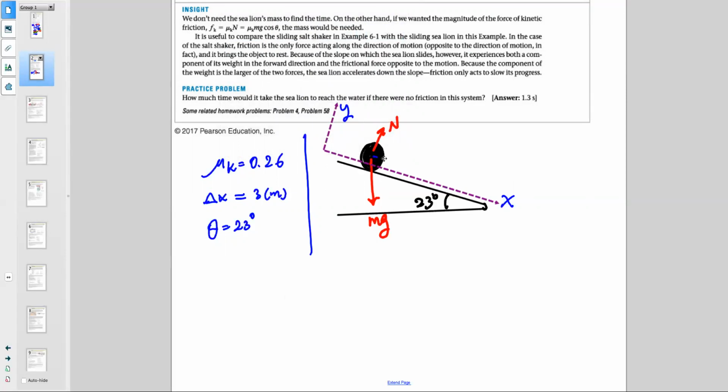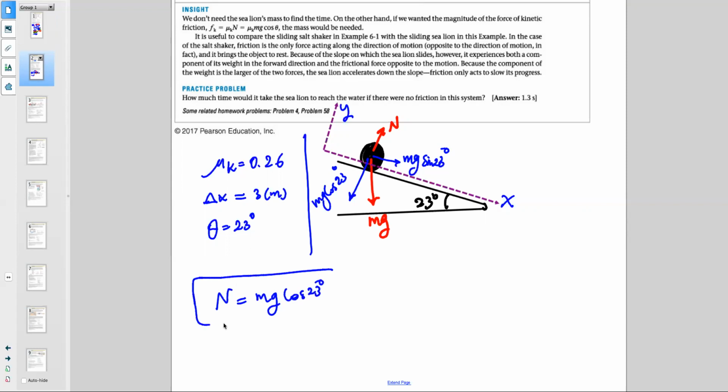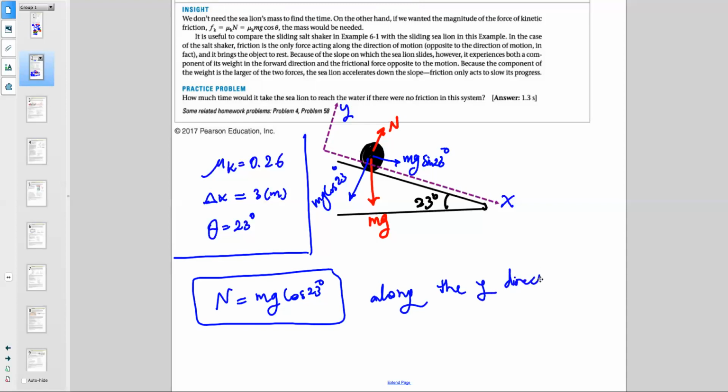So what I do is write mg as mg sine 23 along the x direction, and mg cosine 23 along the negative y direction. Forces along the y direction should always cancel out. So I know n is mg cosine of 23. Okay? That's what I know along the y direction.